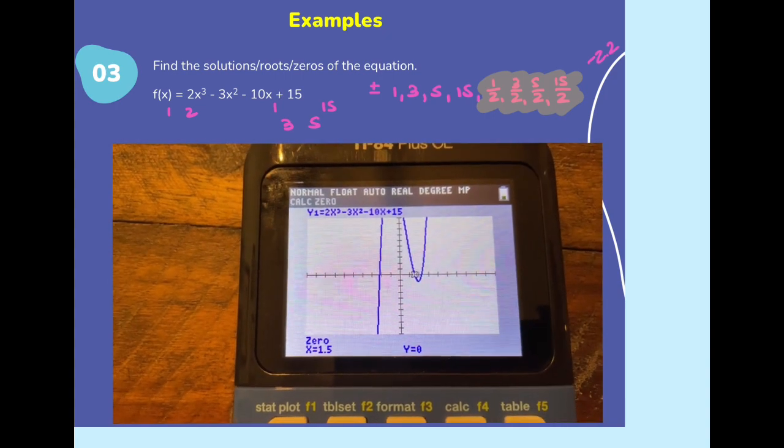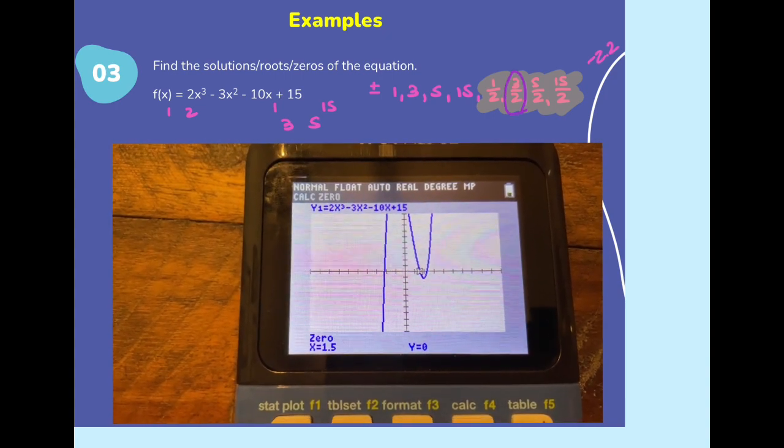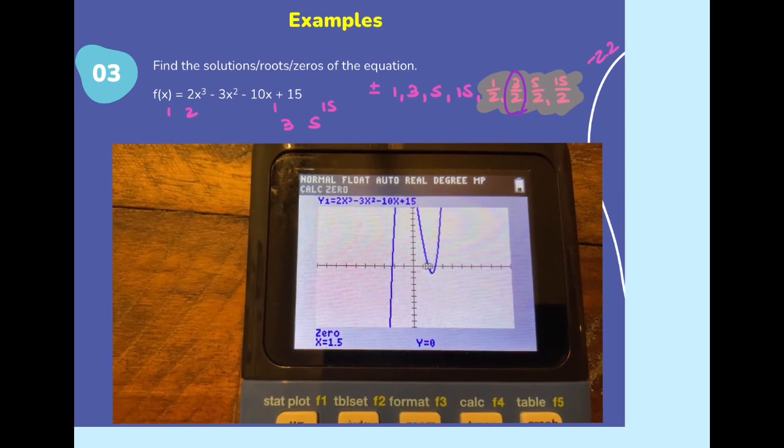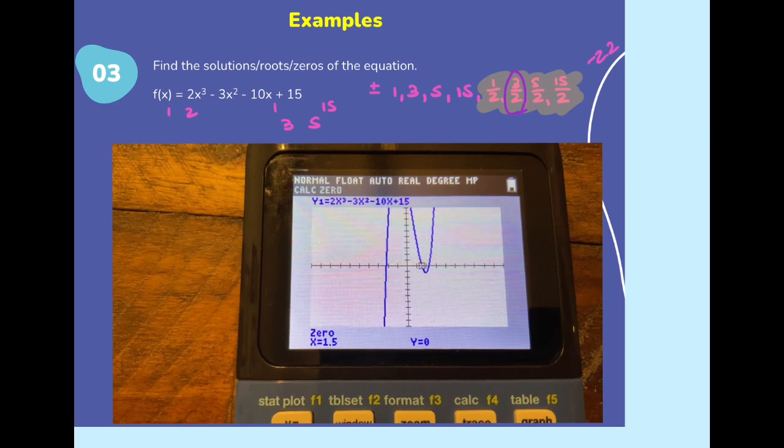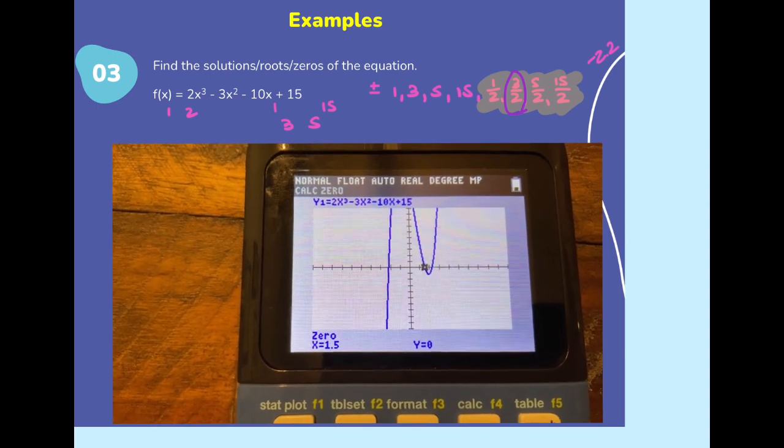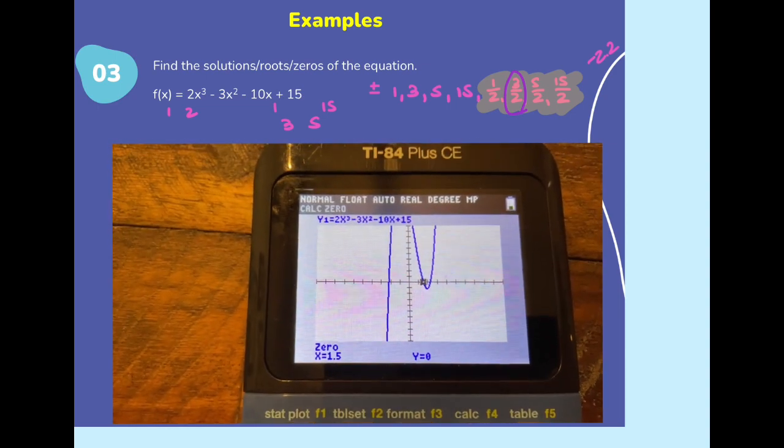1.5 was one of my possible roots. 3 over 2 is 1.5. So I can go again and see what that next one is. It's obviously something like a 2 point something, but I don't even need it, because from here I'm going to use that 3/2.